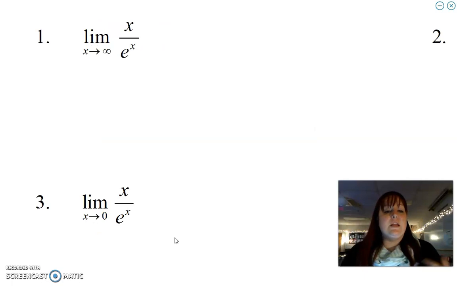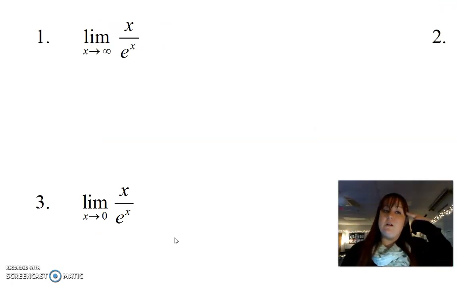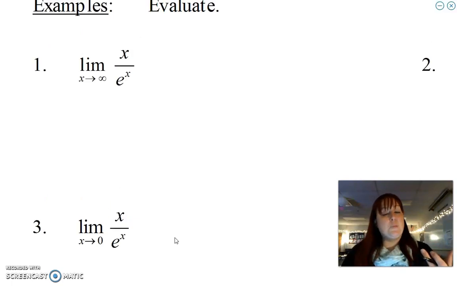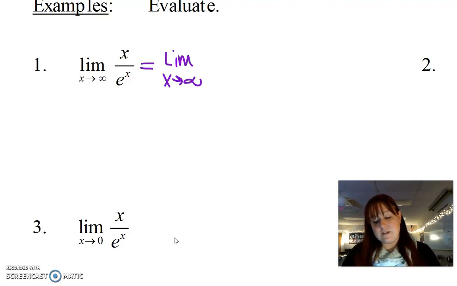So here we have our first limit. If we plugged in infinity, and again, we're going to think it in our heads, not write it on our papers, we get infinity over e to the infinity, which is, again, infinity, so this is infinity over infinity, that's an indeterminate form. So I'm going to apply L'Hopital's rule. The limit of this equals the limit, as x approaches infinity, of the derivative of the top, which is 1, over the derivative of the bottom, which is e to the x.